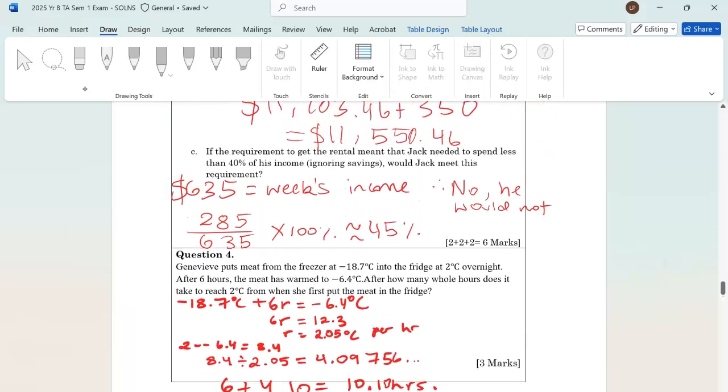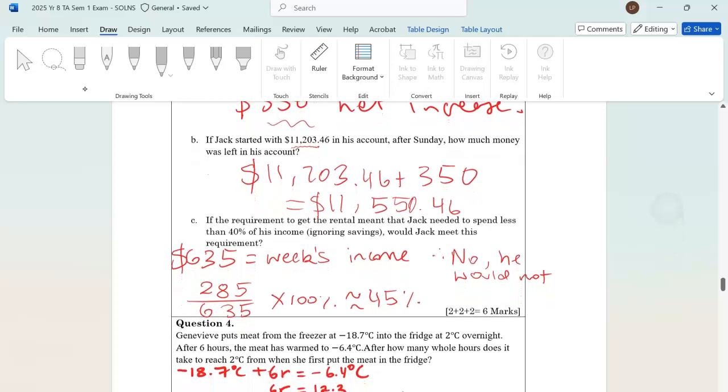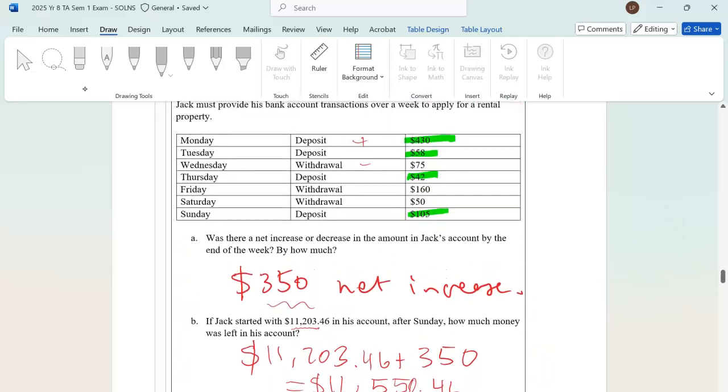Okay. So therefore, that adds up to 635. And when you take the withdrawals, this one, and this one.